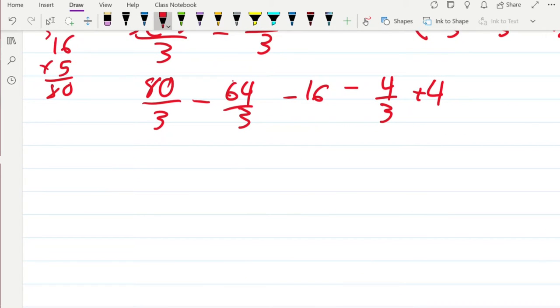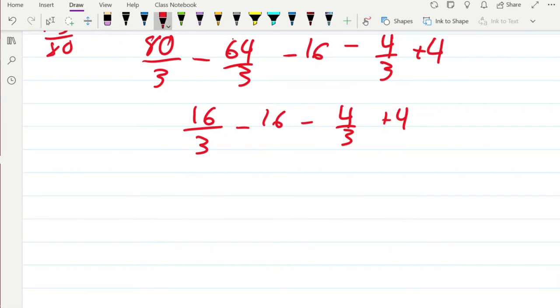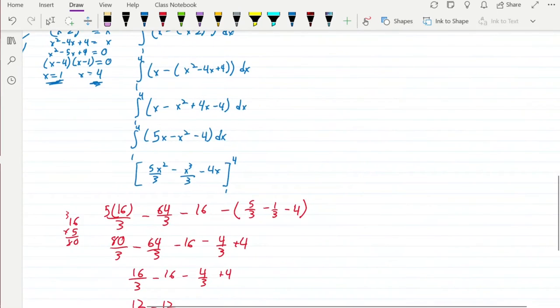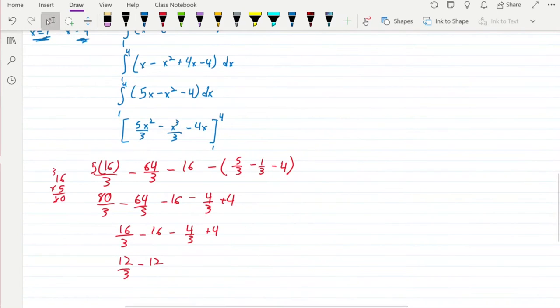80 minus 64 is going to be equal to 16/3 minus 16 minus 4/3 plus 4. And we can subtract more, so that's going to be 12/3 minus 16. Well, actually, let's add the 4 into there. So minus 12. That'll be 12/3 minus, actually, no, we can simplify that. And I think I got it wrong again, at least according to the answer on the guide. Does anyone see what I'm messing up on?